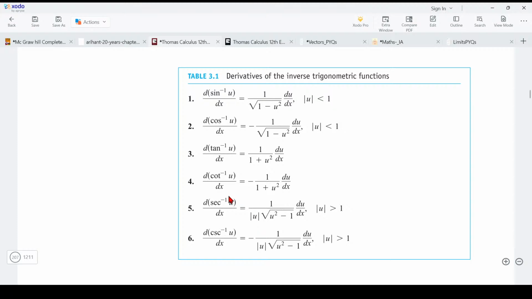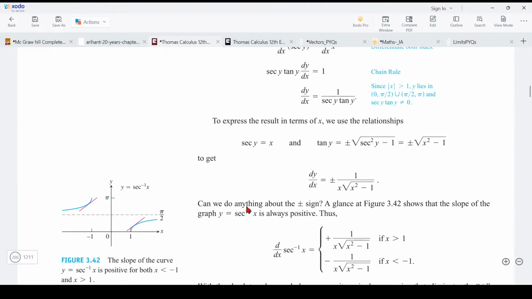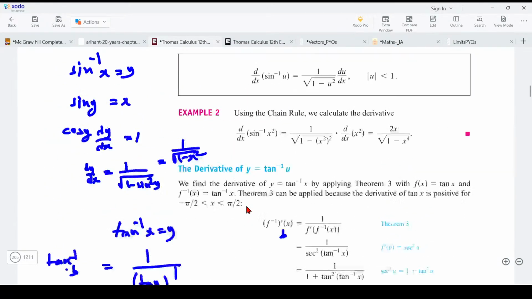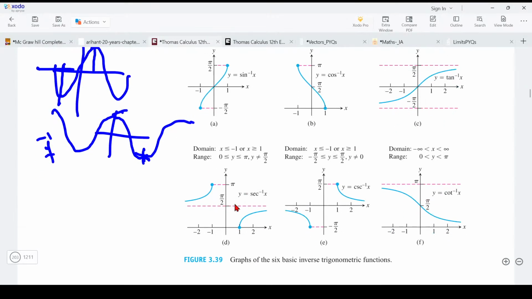How do you ensure that this is always positive slope? By using this mod. This is important. When you take the derivative of secant inverse, it is not just u, it should be mod u because we want the slope to be positive. When u is greater than 0, that is anyway positive. When u is less than 0, to make it positive, we are doing this. Look at the graphs once again. Secant inverse slope is always positive, cosecant inverse slope is always negative. Agreed, no? Cot inverse is always negative.